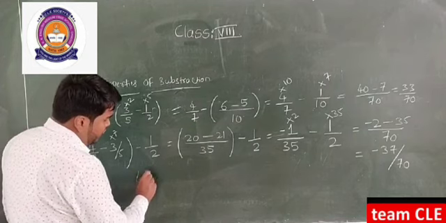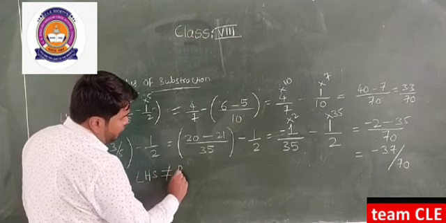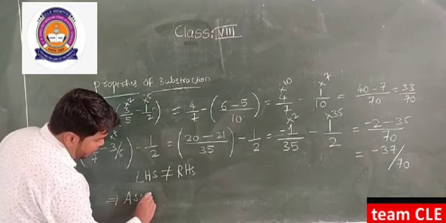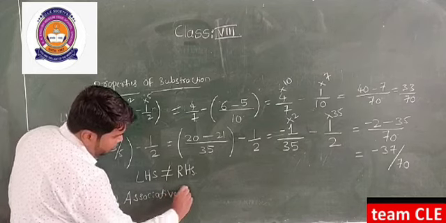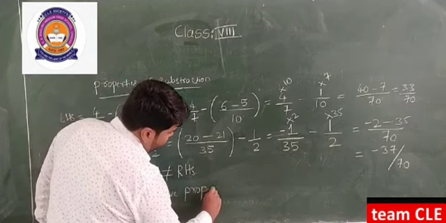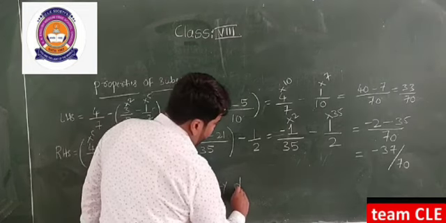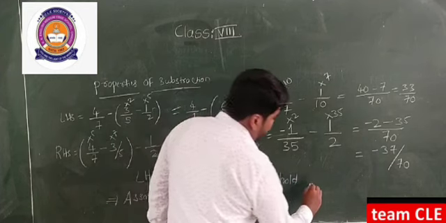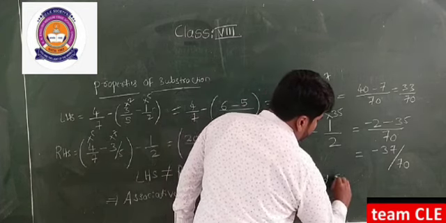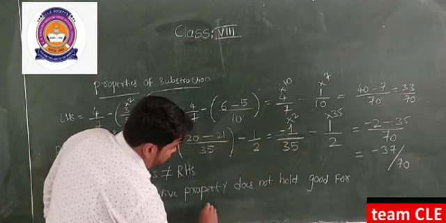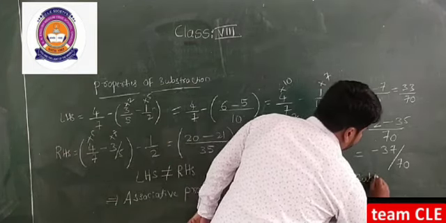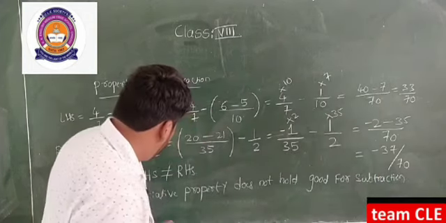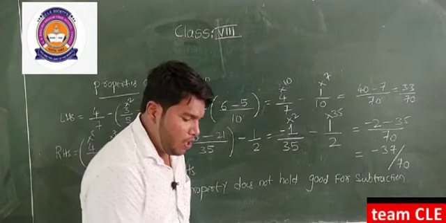So we can say LHS is not equal to RHS. I can conclude that the associative property does not hold good for subtraction. So lastly, I have written this statement: associative property does not hold good for subtraction.